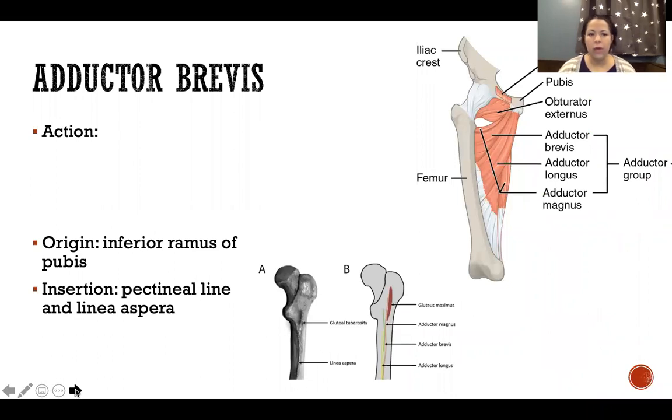So we have 5 hip adductor muscles that are all located on that medial compartment of the thigh. 3 of them are named adductors, so it's very obvious. But the 4th and 5th do not have the word adductor in their name, but they're still part of the 5 muscles of the adductor group.